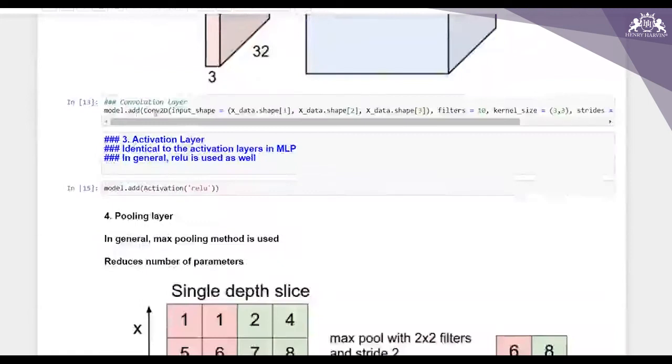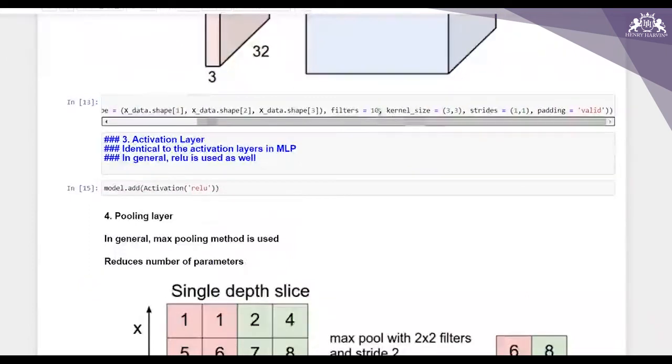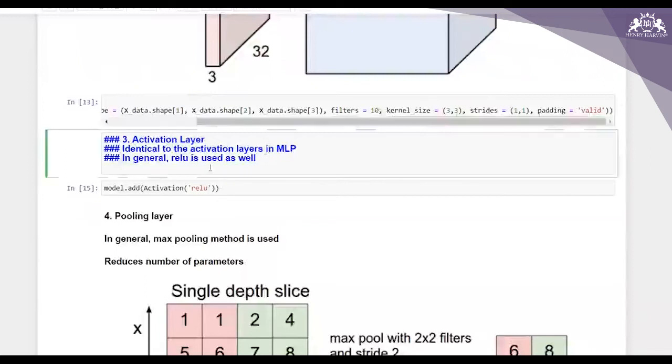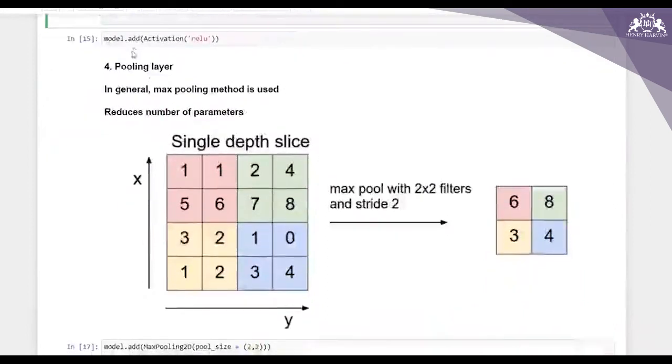So now I'm adding convolution, and this is the input shape, right? These are the input shapes, and I'm writing the number of filters, kernel size, stride, and I'm giving padding as a value, right? Fine. So then I'm using the activation layer, and it is identical to the activation layer in MLP, and in general ReLU is used, right? So I'm adding the activation function ReLU now.